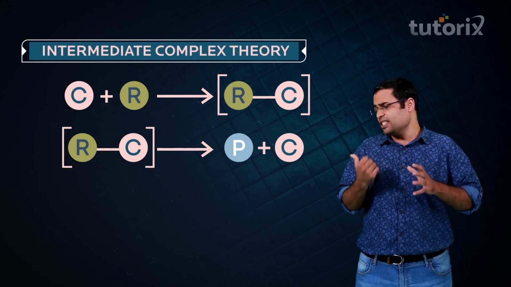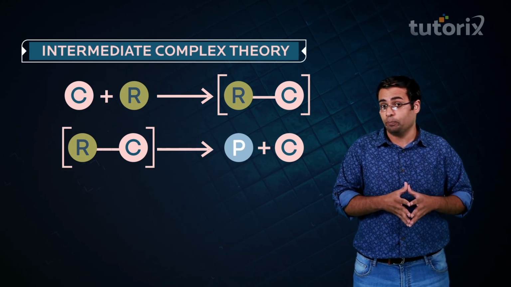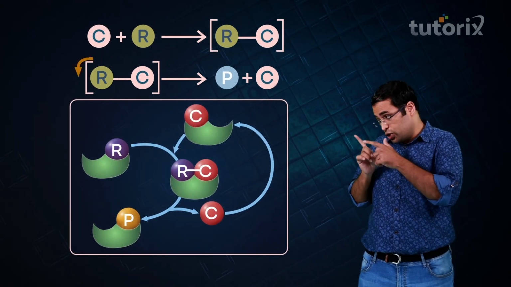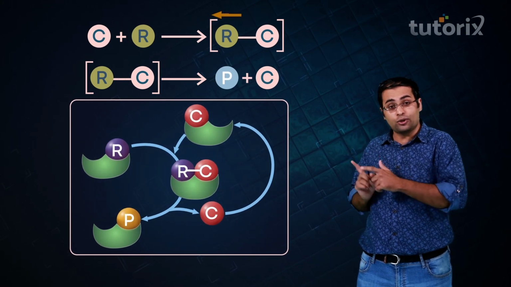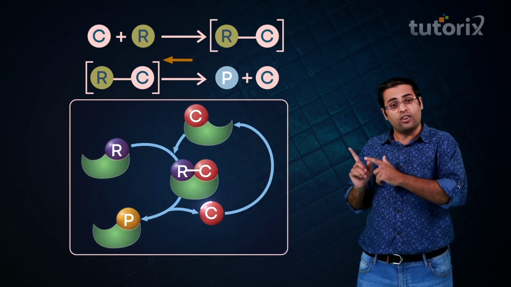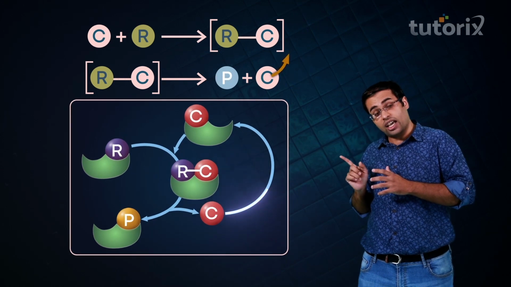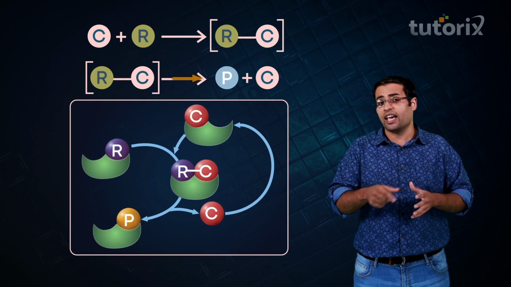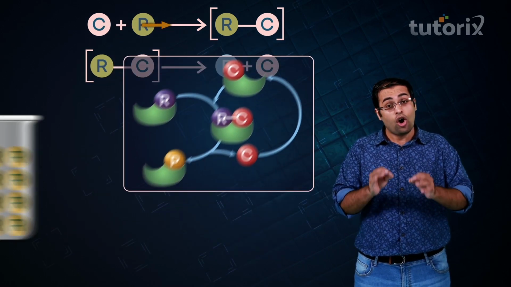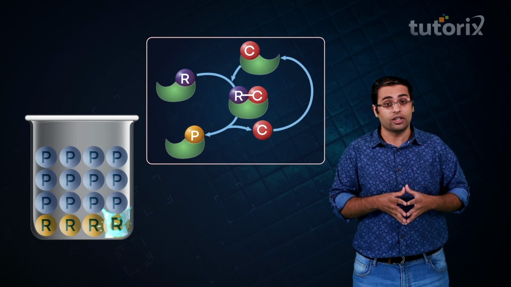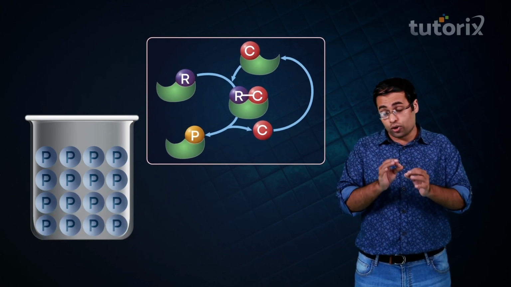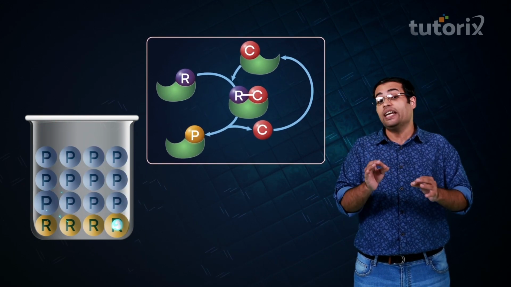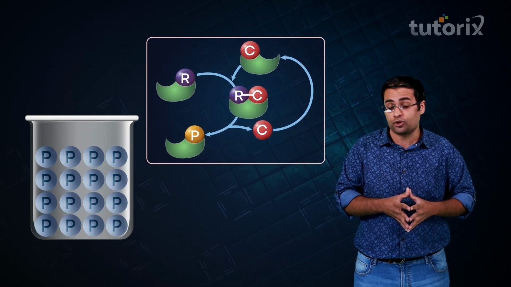In a way, this catalyst C works in the form of a cycle, where first C reacts with R, leading to the formation of RC, and then RC leads to the formation of product P, again giving back C. And this C again goes back and reacts with R to form RC. In this way, this cycle repeats again and again until all the reactant molecules are converted into product. And because of this reason, a very small amount of catalyst is sufficient to completely convert a large amount of reactants to products.